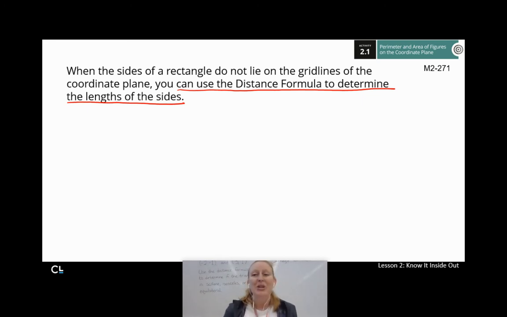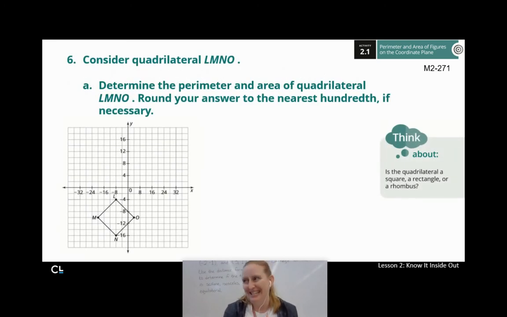So with that in mind, I would like you to find the perimeter and area of this lovely quadrilateral. You do want to round your answer to the nearest hundredth. Notice it's the hundredths this time, not the tenths. That's the book speaking, not me.